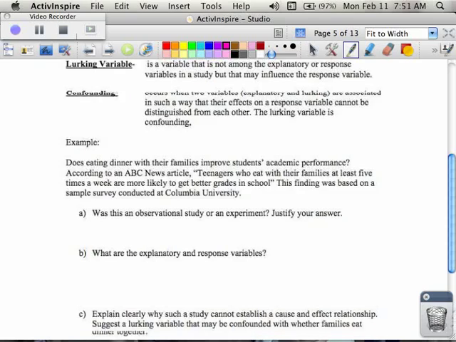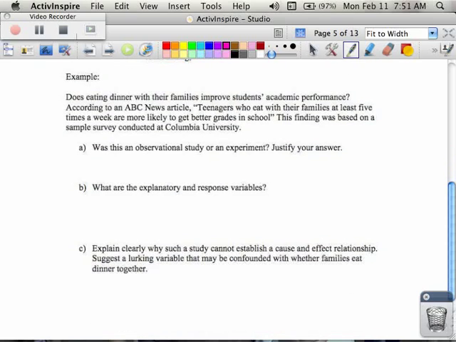For example, does eating dinner with families improve their academic performance? According to ABC News, teenagers who eat with their families at least 5 times a week are more likely to get better grades in school. This finding was based on a sample survey done at Columbia University. So was this observational or an experiment? Observational. You didn't do anything to them, you just watched and saw what happened. So this is observational.